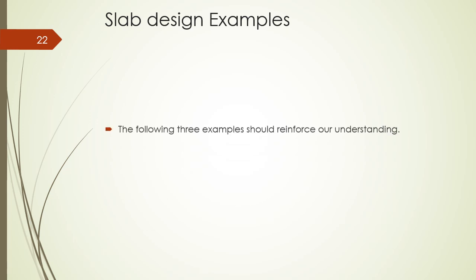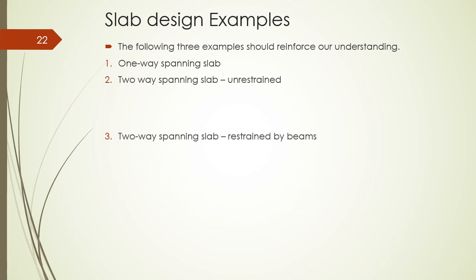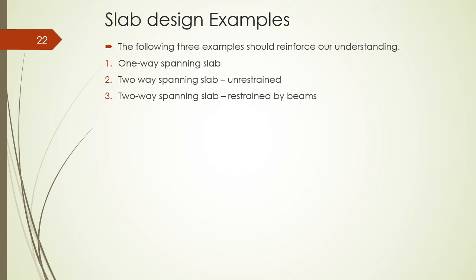The following three examples should reinforce our understanding. The first example will be on a one-way spanning slab. The second will be on a two-way spanning slab that is unrestrained. And the third example will be a two-way slab that is restrained by beams.